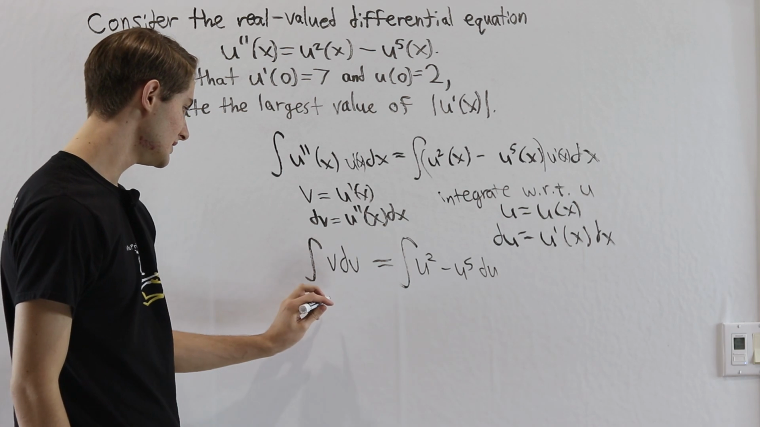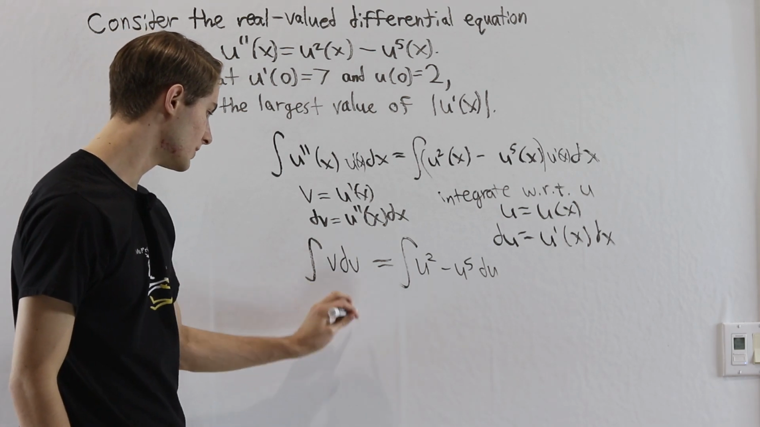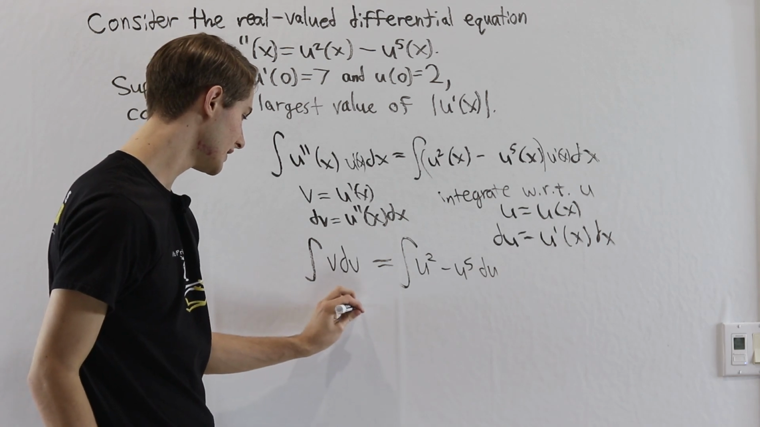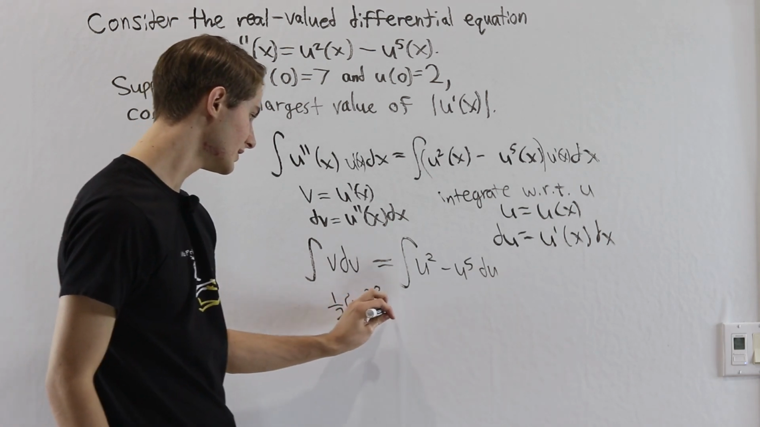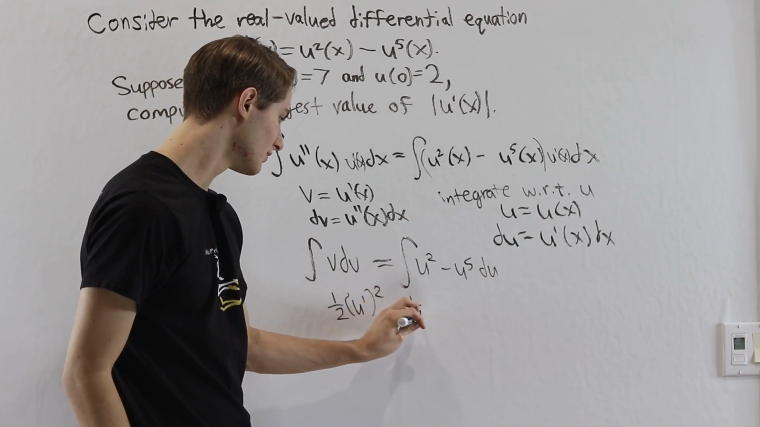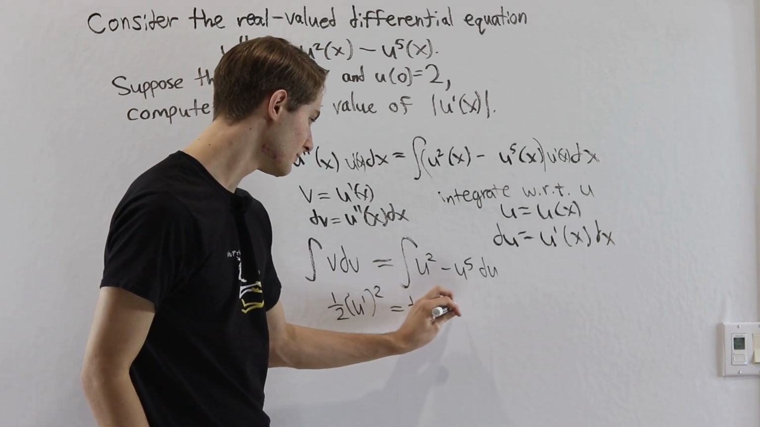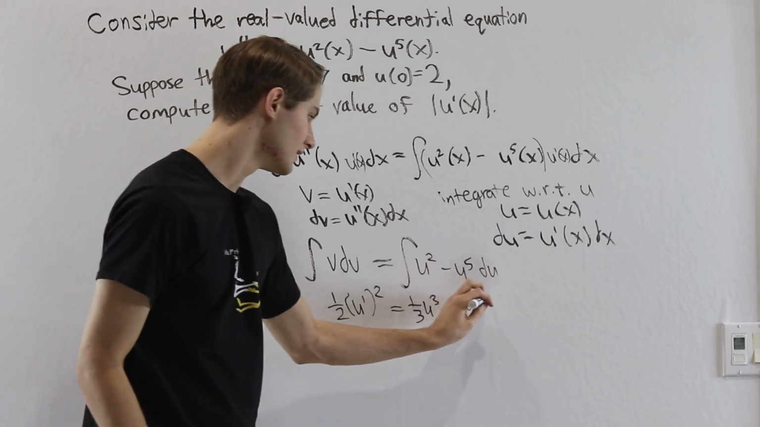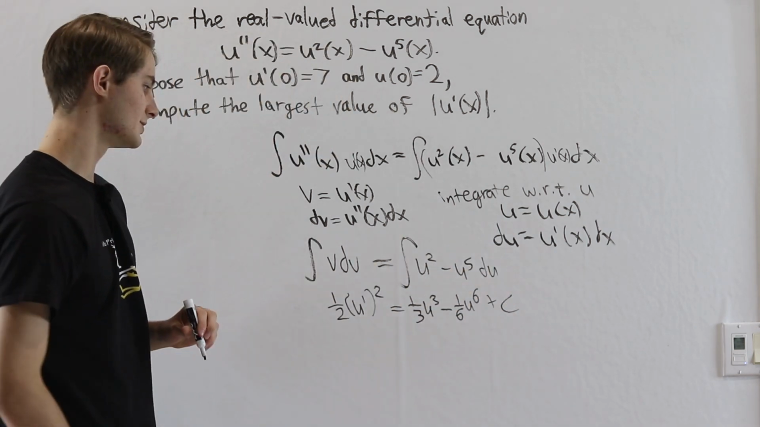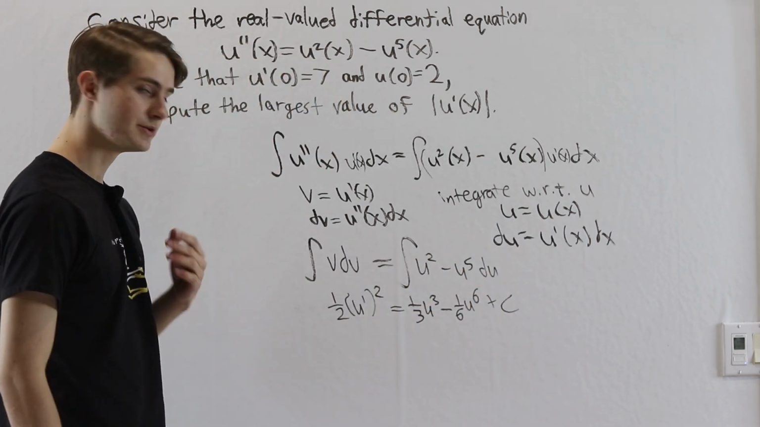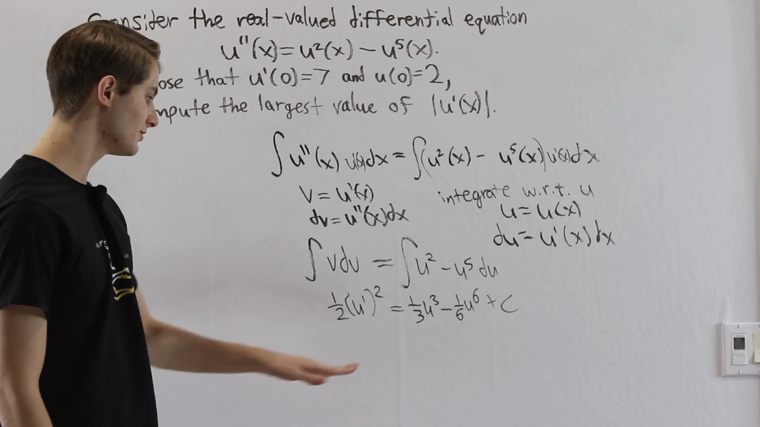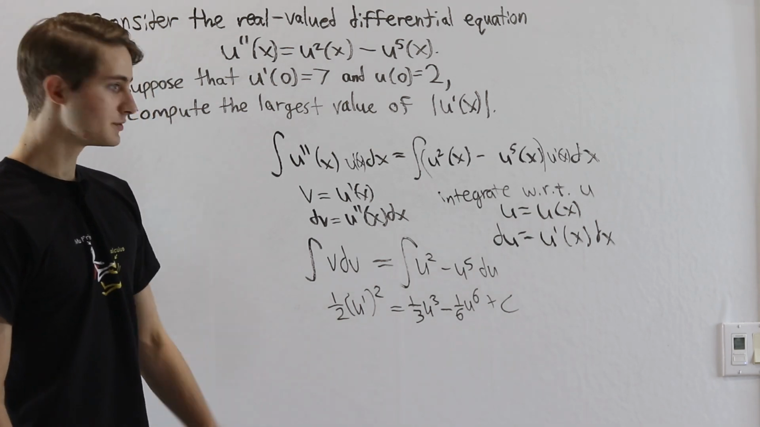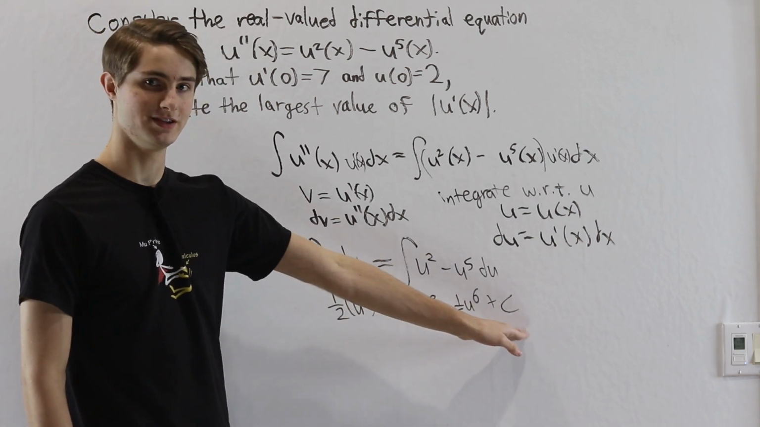So on the left side, the integral of v with respect to v is 1/2 v squared. v is u prime, so we get 1/2 (u')², and that equals 1/3 u³ minus 1/6 u⁶. Then we just have to add our arbitrary constant c. So at this point, we're really close to being able to figure out the maximum value of u prime. The one thing that we're missing is the value of this constant c.